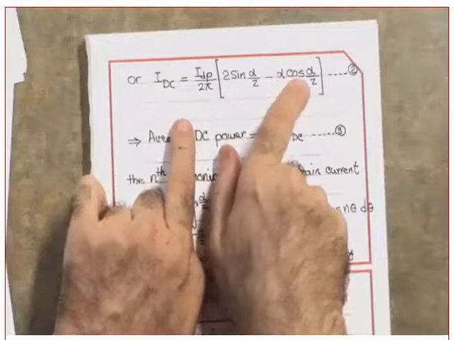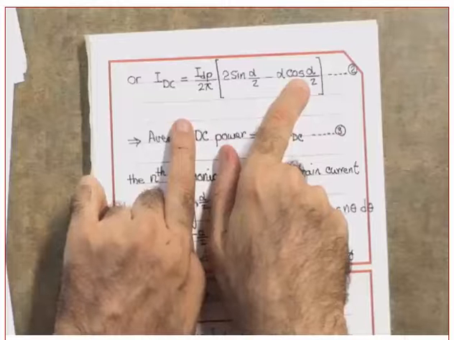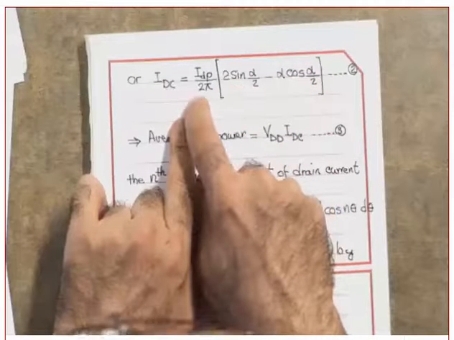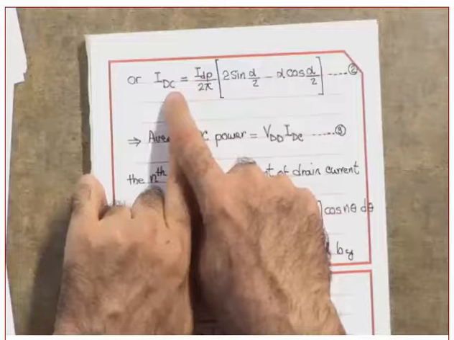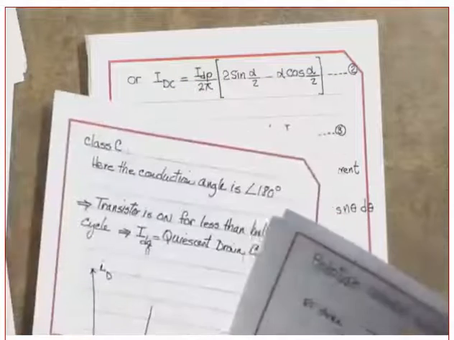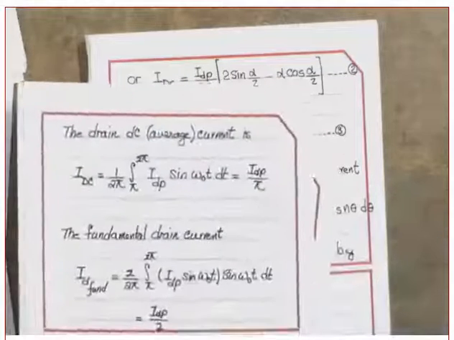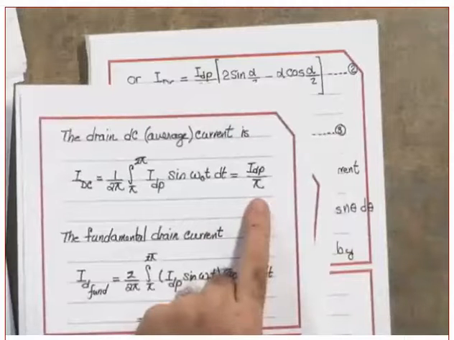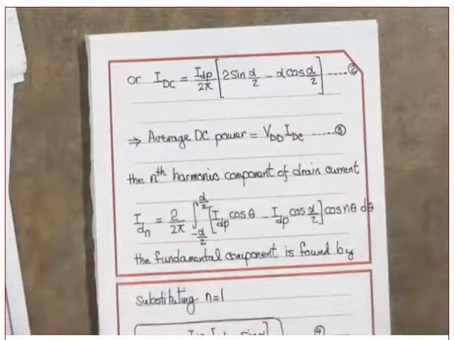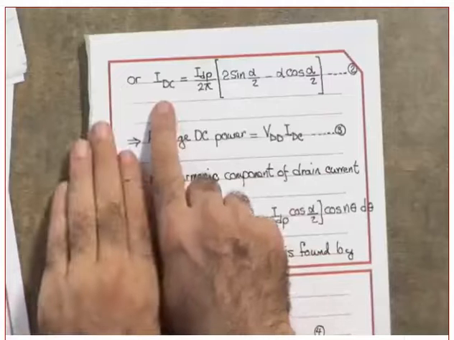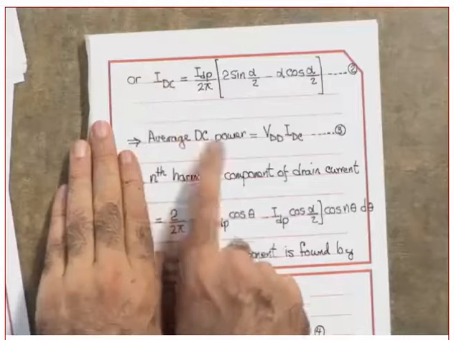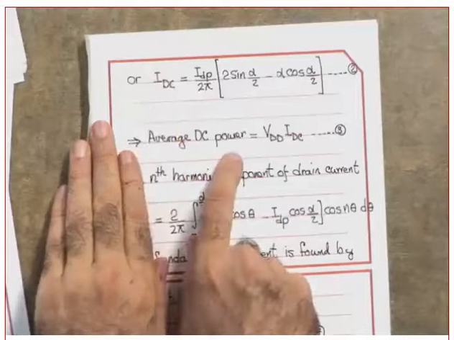Class B, alpha equals pi. Yes? So cosine pi over 2 is 0, so this one is gone. This is 1, cancel. And what do I end up with? IDC equals IDP over pi. Did you get it? No response. Okay, good. So why am I calculating the IDC? I'm calculating the IDC to get the average DC power. Clear?